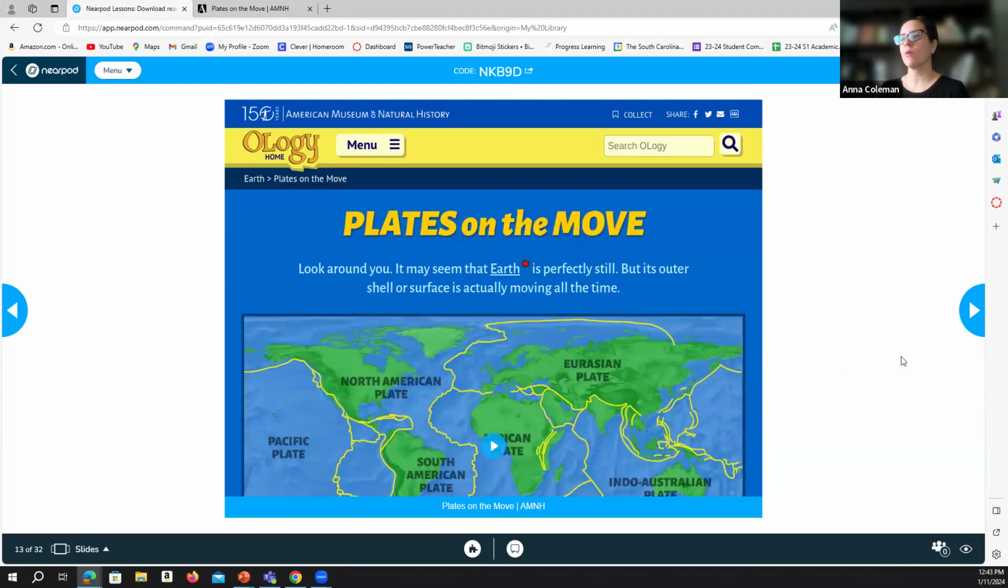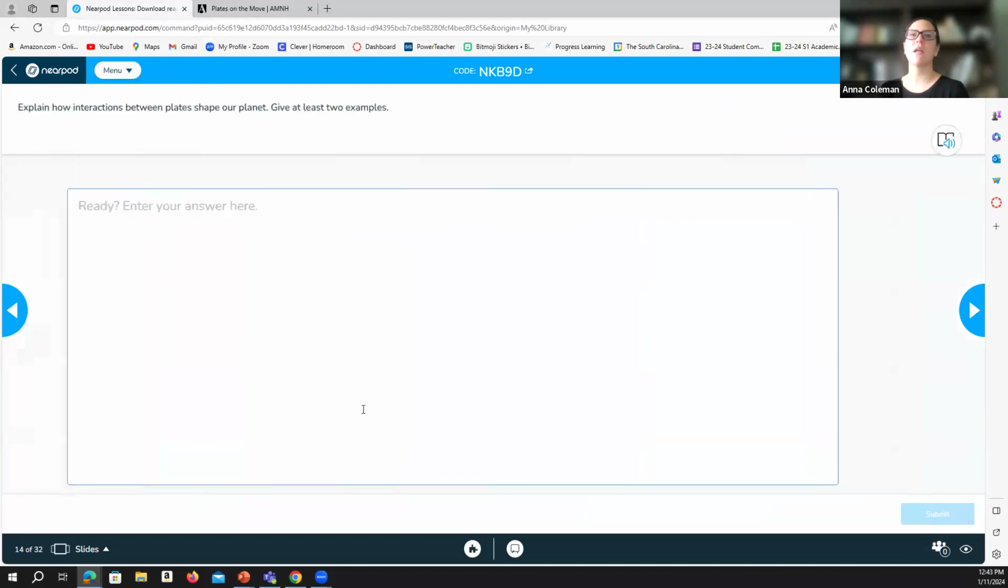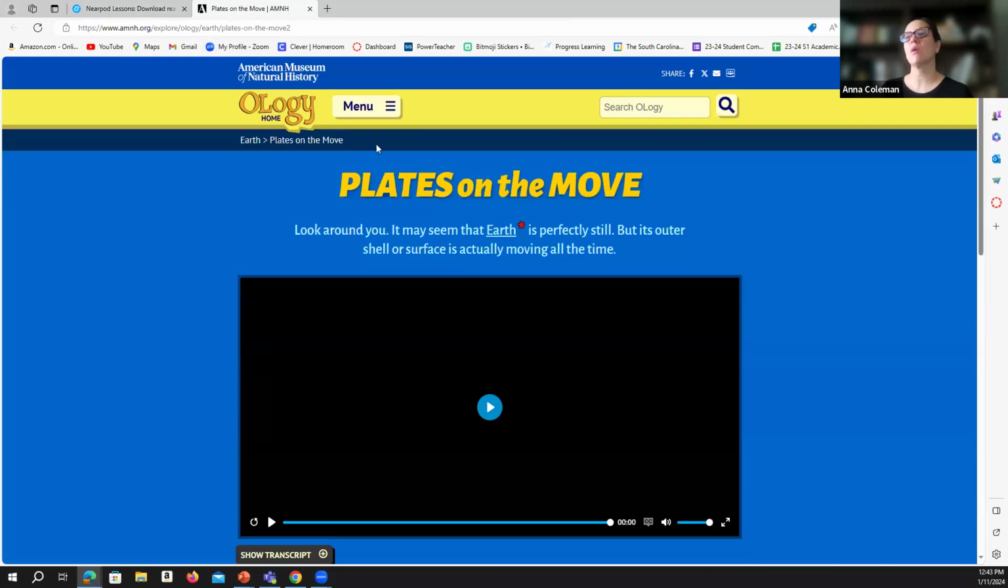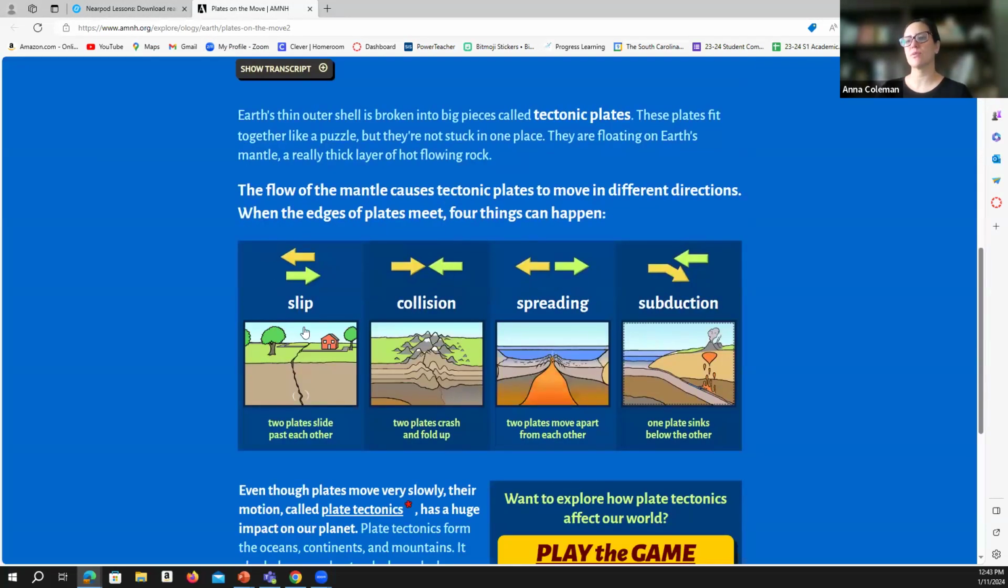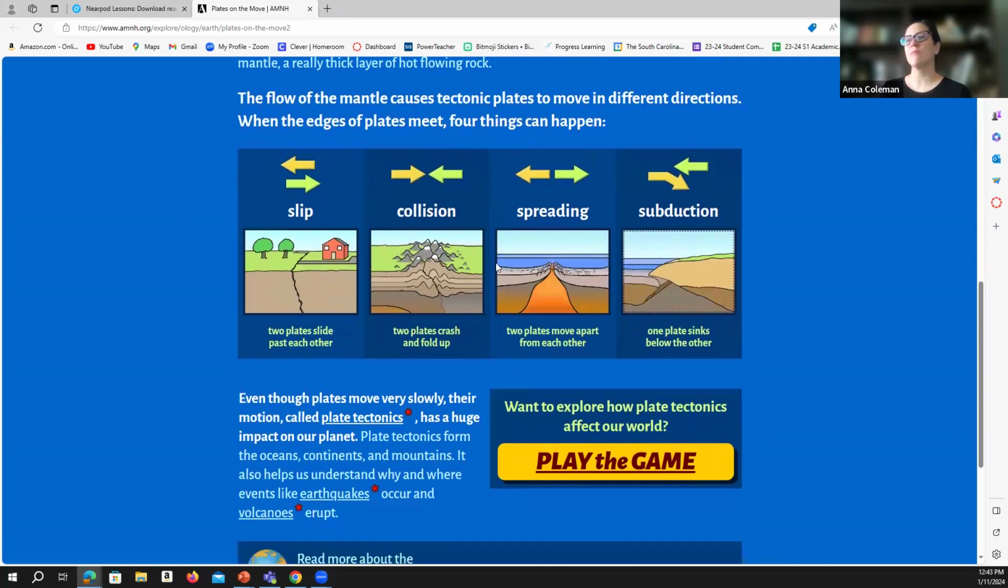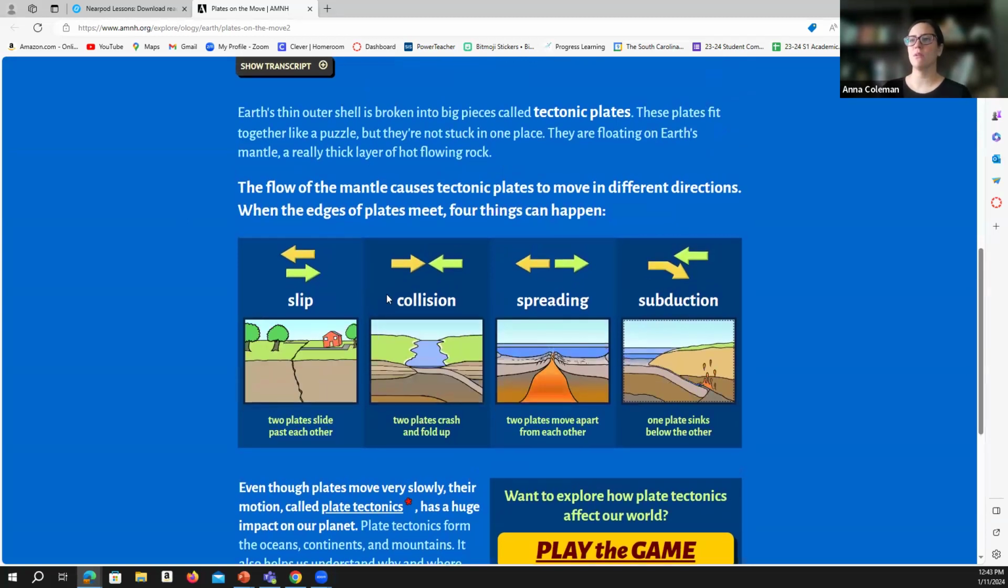So we're going to go back to Nearpod. Explain how interactions between plates shape our planet. So give two examples. You're going to want to give those two examples right here. The flow of the mantle causes tectonic plates to move in different directions. When the edges of the plate meet, four things can happen. So here would be some examples. Here's four examples, but choose two of them.